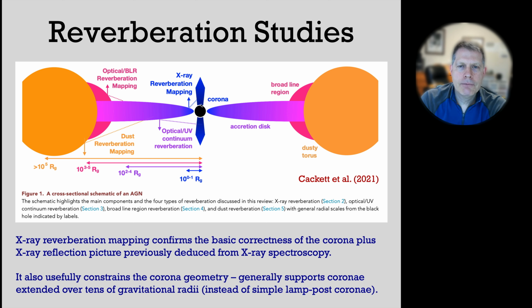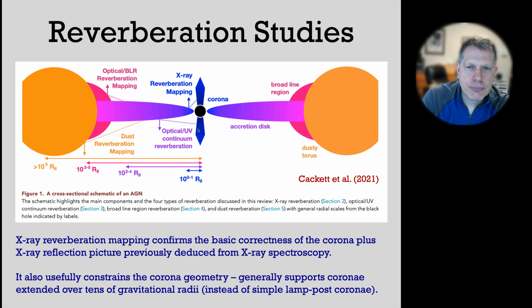Furthermore, these sort of reverberation studies have usefully constrained the geometry of the corona. In fact, these reverberation studies generally support coronae extended over tens of gravitational radii, at least in some sources, instead of having one of those simple, highly concentrated lamppost coronae that I mentioned earlier. And so we're learning things about the corona geometry from these reverberation studies as well. Now, the whole matter of exactly how to do these studies reliably gets to be very complicated. You have to do all the relativistic ray tracing. You have to consider various complexities about how the X-ray reflection is working and so on. And if you want to see those details, you can check the literature. But these are some of the main things that have emerged from X-ray reverberation studies of the black hole region.